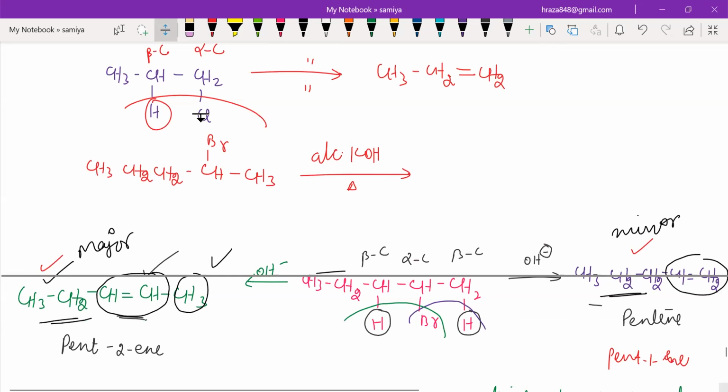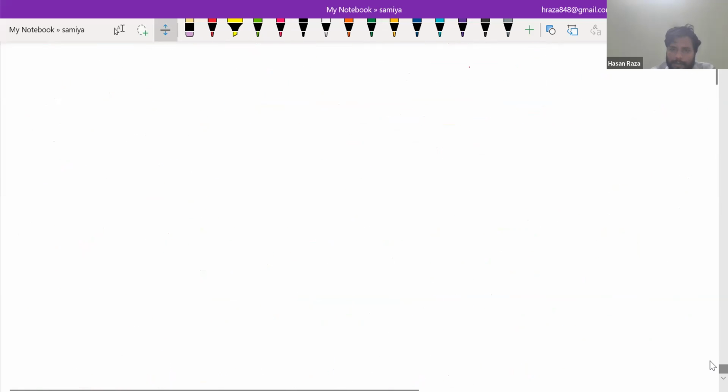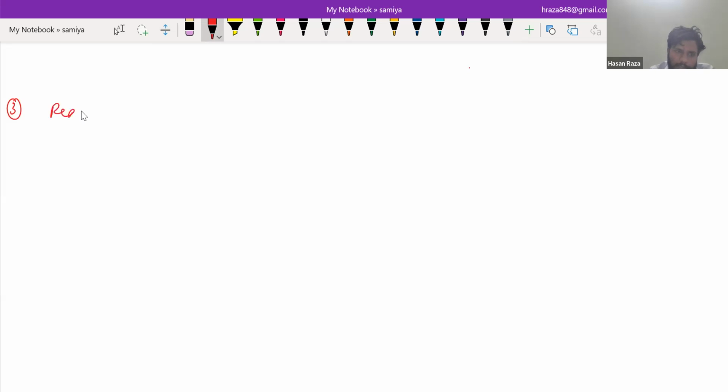Okay. So now we are going to study the next chemical reaction of haloalkane. That is the third chemical property of the haloalkane, and it is basically reaction with metals. And in this part we need to study two reactions.